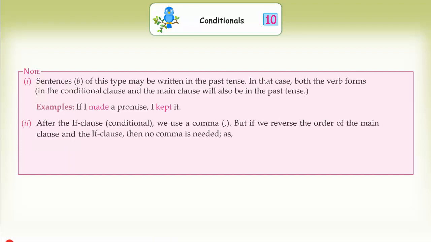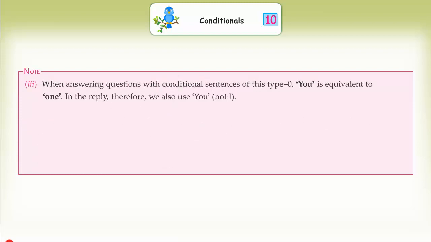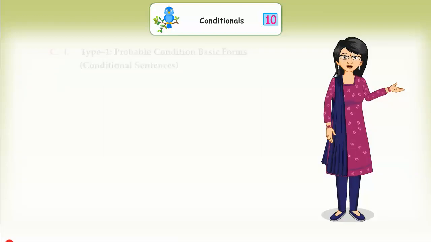Second, after the if clause, conditional, we use a comma, but if we reverse the order of the main clause and the if clause, then no comma is needed, as in: ice melts if you heat it. I keep my promise if I make it. Third, when answering questions with conditional sentences of this type, type 0, you is equivalent to I. In the reply therefore, we also use you, not I.